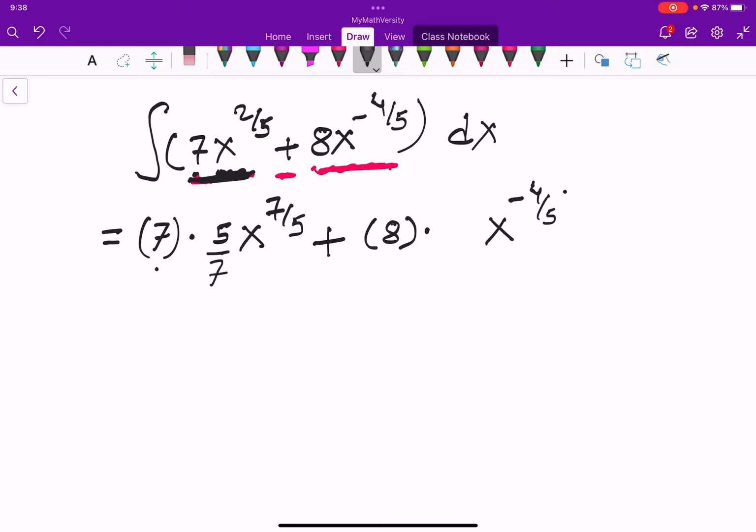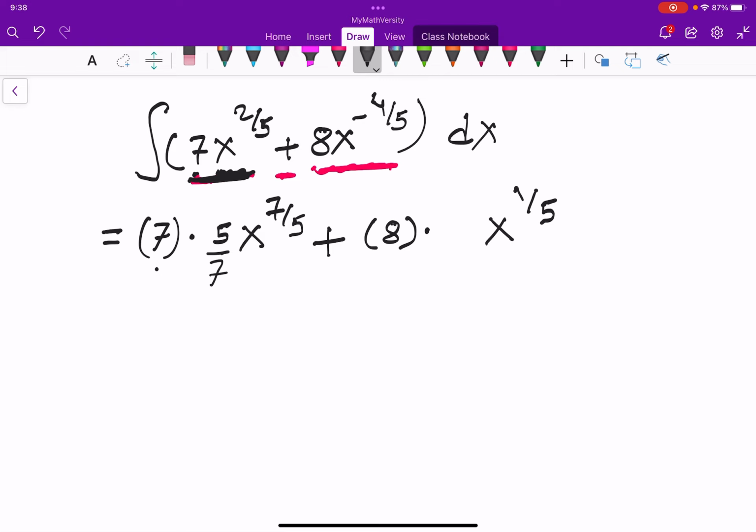So we have negative 4 over 5, that was the old power. Just add 1 to the power, so negative 4 over 5 plus 1. But what will that be if you simplify it? 1 over 5, right? Negative 4 plus 5 is just 1, and then divided by 5. So we'll have 1 over 5.